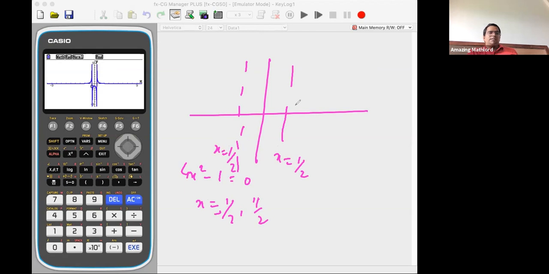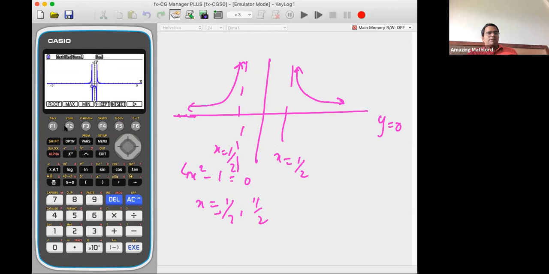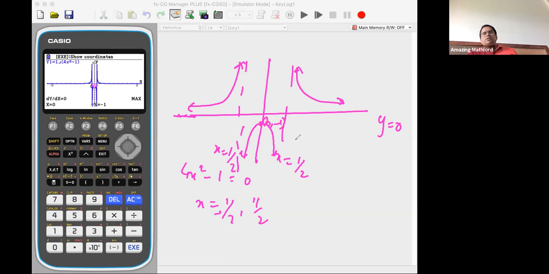Then y equals 0 is the horizontal asymptote. This side the graph is something like this, and this side the graph is something like here, with the x-axis as the horizontal asymptote, and of course the turning point. If I use G-Solve max, I get 0, -1. So there is a local maximum point at (0, -1). This is the point we wanted to show, and this is going to be the graph of this particular question. Let's go to the next one now.